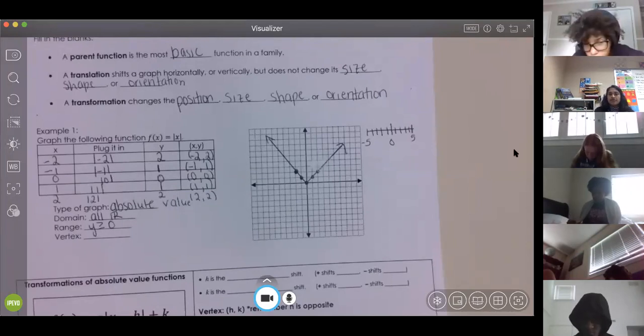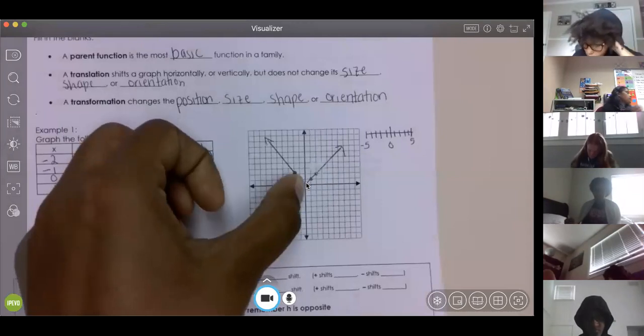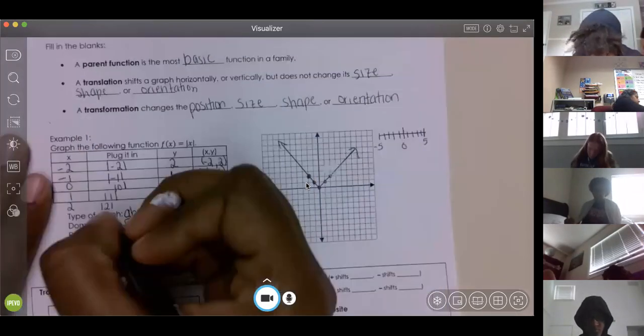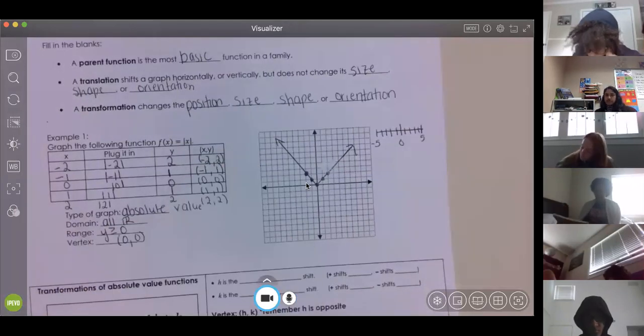All right, lastly, the vertex. The vertex refers to the point of your V. So wherever the point of the V is, that would be this point right here, which is 0, 0. So for this graph, the vertex is 0, 0.